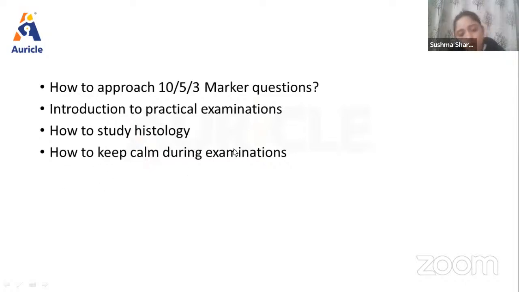Most importantly, how to keep calm during examinations. A lot of times what happens is we, as students, even though we would have studied everything, even though we know a lot of things, somehow screw up in practical examinations simply because we lost our nerves, simply because we are extremely scared, simply because we are tensed up. So I'll tell you how to approach your exams and also how to keep calm.